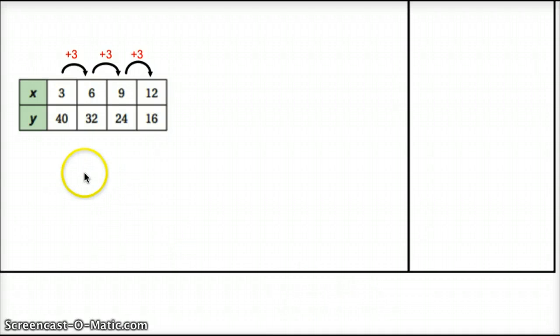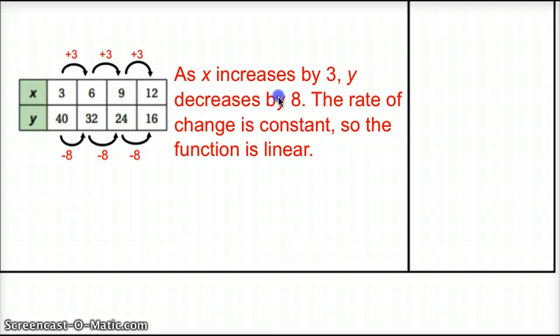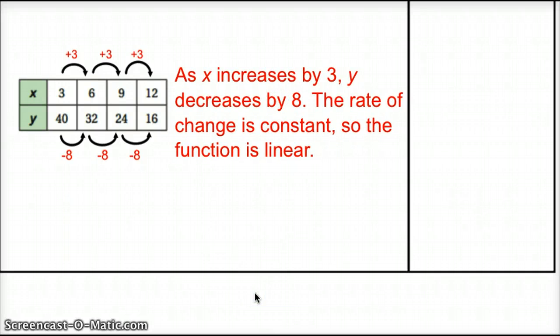We'll look at our y values now. From 40 to 32, we are subtracting 8. From 32 to 24, we are subtracting 8. From 24 to 16, we are subtracting 8. So again, we have a constant rate of change. You are constantly subtracting the same number from your y value and constantly adding the same number to your x value. So next to this table, you can write that as x increases by 3, y decreases by 8. The rate of change is constant, so the function is linear. So that's how you will decide if a table shows a linear function. See if the rate of change for both of your x and y values is constant.